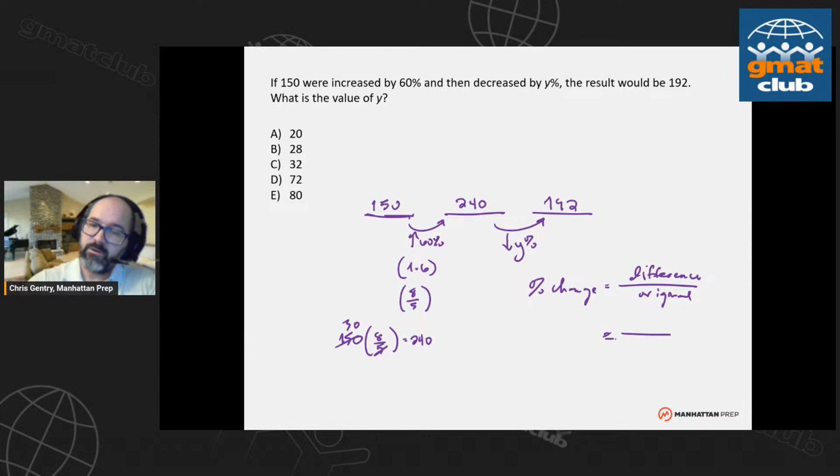The difference here is 48. Now I'm moving from the 240, so my original is 240, and 24 can go into both of those. And so I'll end up with 2/10, which is a 20% change.